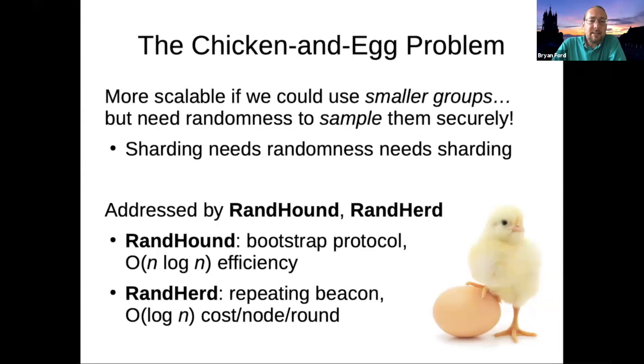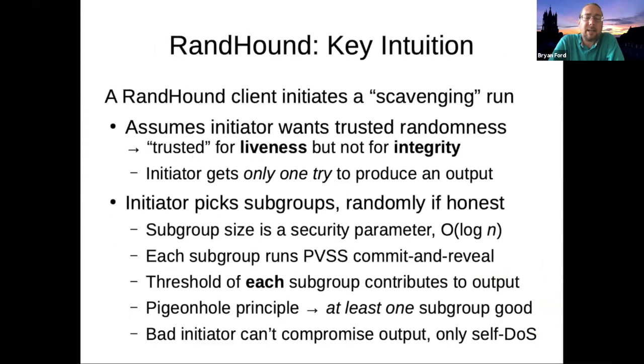So I won't get into the details, but the intuition of how we solve this is basically in 2 steps. RandHound is the first step. And basically what RandHound does is it's a client or initiator driven protocol where we assume that somebody, could be anyone, a client, wants randomness. And we're going to assume, in this protocol, that the initiator, whoever that is, wants the randomness, and we're going to trust that initiator for liveness. If the initiator doesn't complete the protocol, then the initiator doesn't get the randomness they wanted, and that's not our problem, right? That's the initiator's problem.